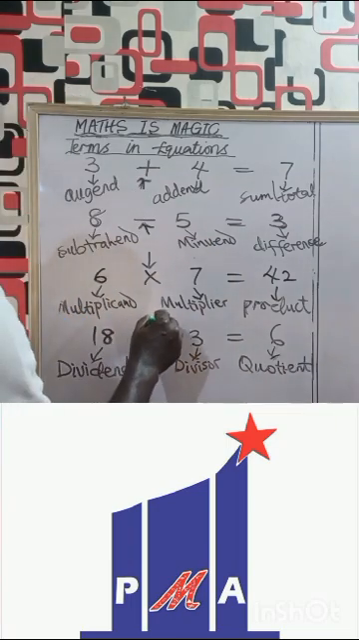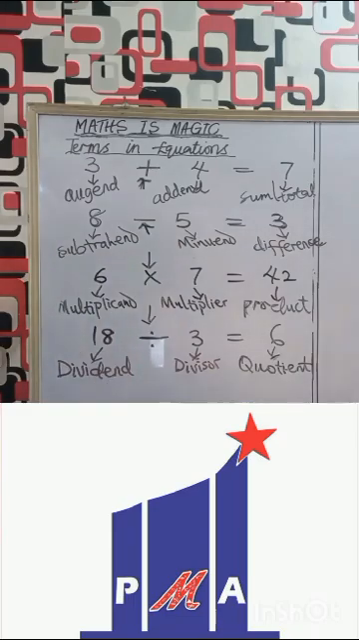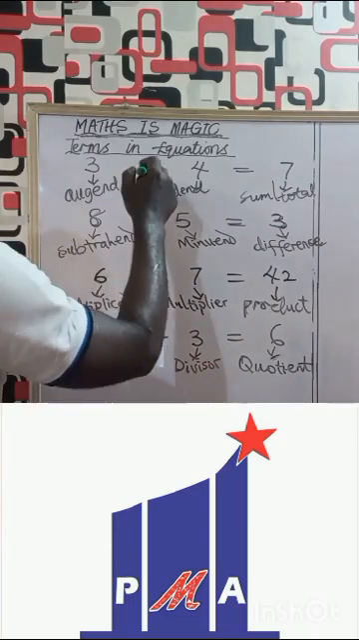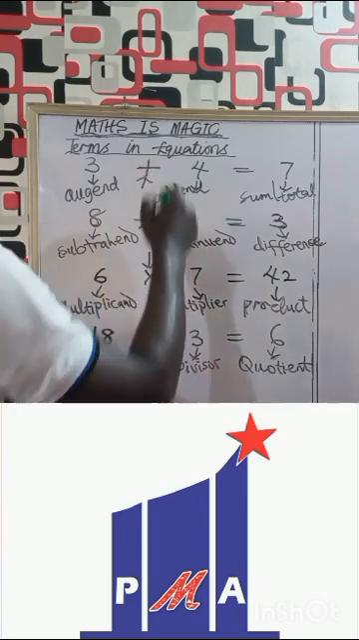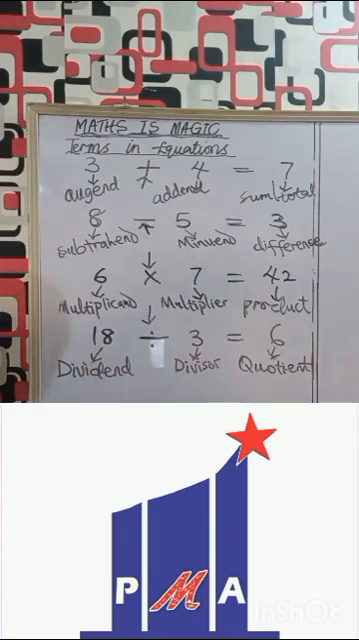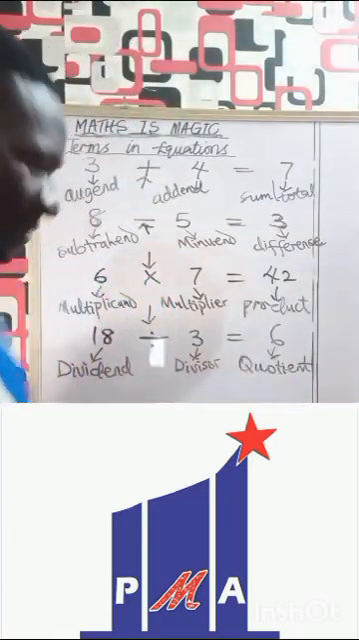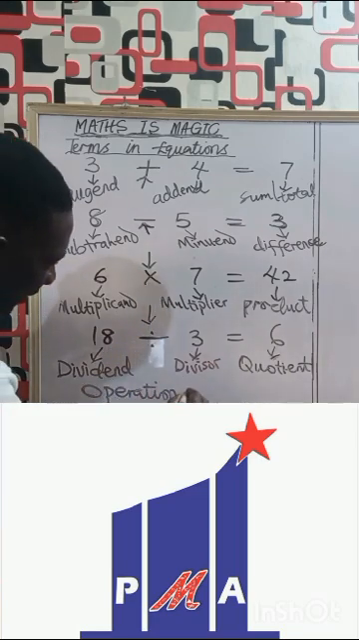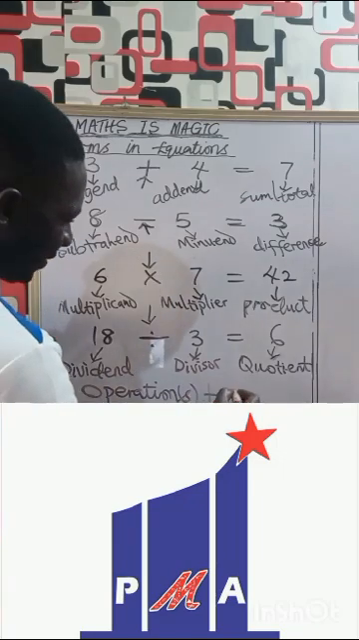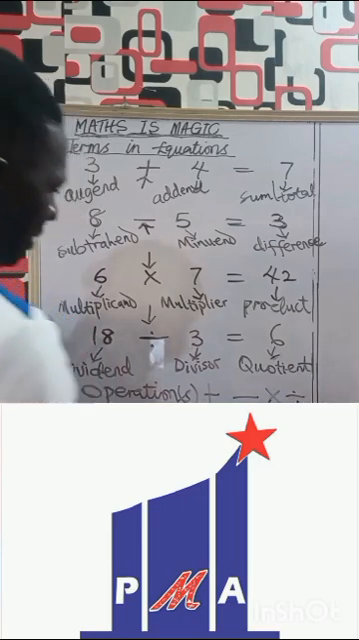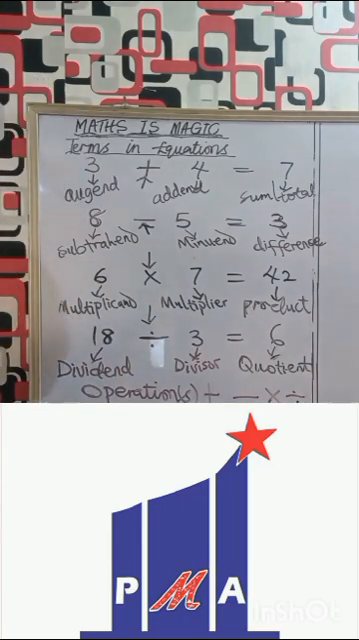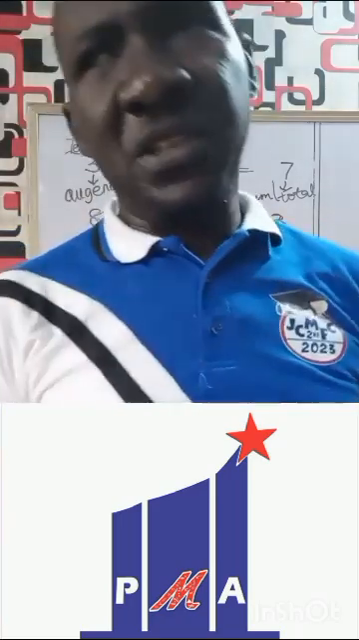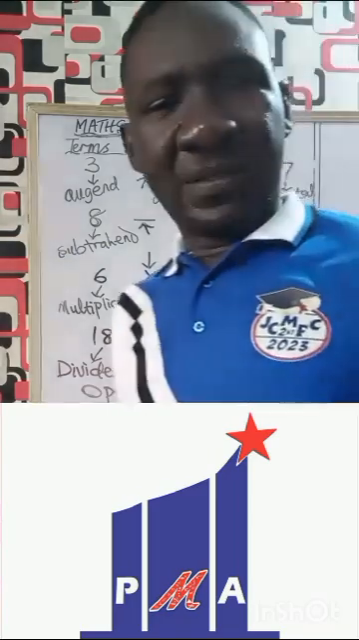Now, I said I'm going to talk about what these ones are: the plus, the minus, the times, the divide. You simply call them operations. That's what we call them in mathematics. So we're talking about addition operation, subtraction operation, multiplication operation, and division operation. So thank you guys.